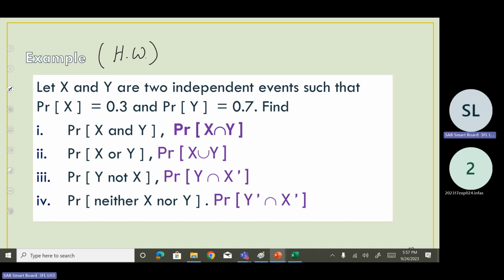So this is just to play around with the formula. X and Y are two independent events. Probability of X is given, probability of Y is given, and you are asked to find the probability of X and Y. Here it is given in words, so in notation form, this is what you are asked to find: X and Y dash, Y and X dash intersection. That is what you need to find. To make things easy, I have given what you are really asked to find.